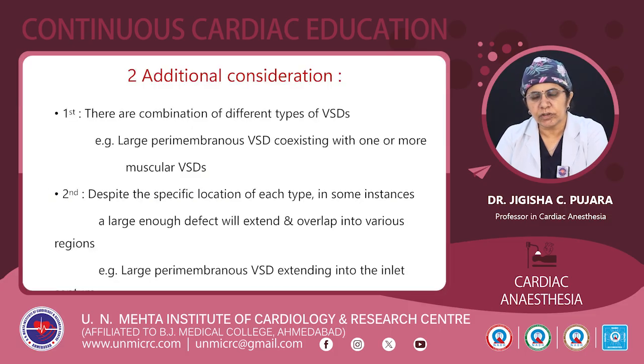Two additional considerations regarding the VSD. First, there can be a combination of different types of VSD, such as a large perimembranous VSD coexisting with one or more muscular VSDs. Second, despite the specific location of each type of VSD, in some instances a large enough defect will extend and overlap into various regions, like a large perimembranous VSD extending into the inlet septum. Sometimes it also extends into the outlet septum.